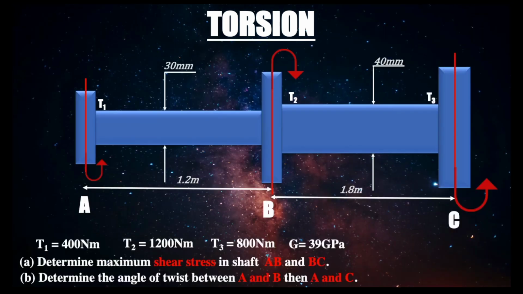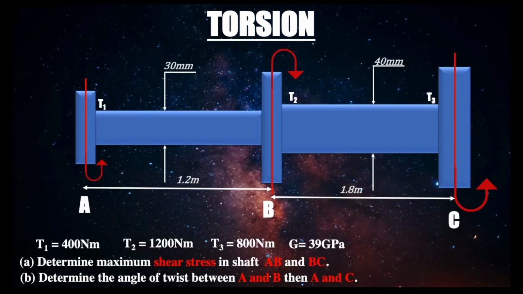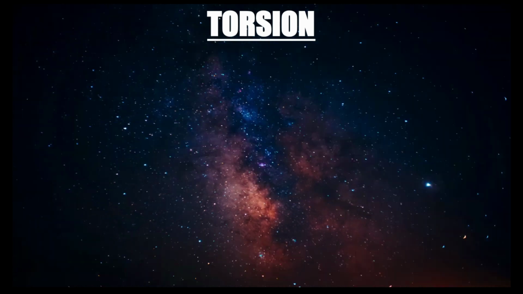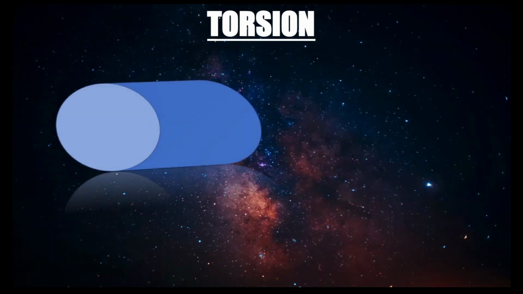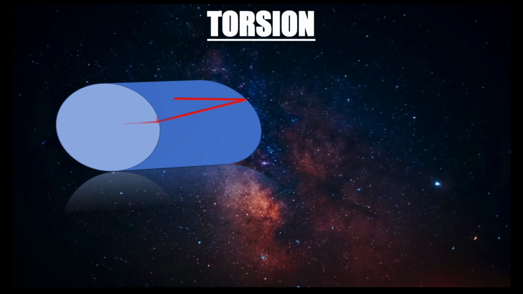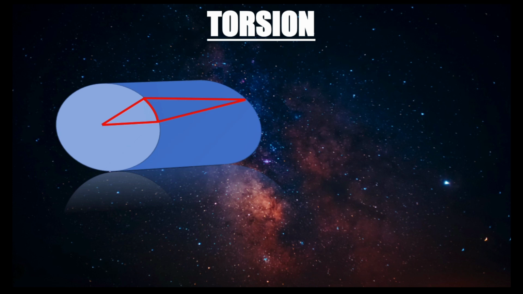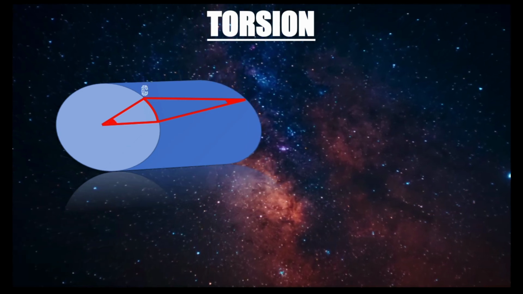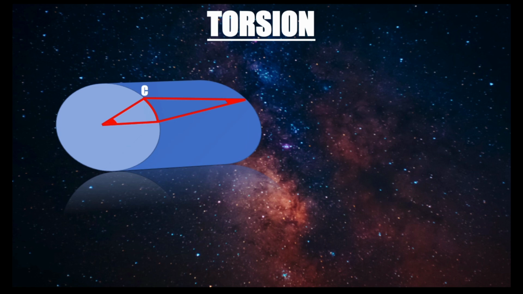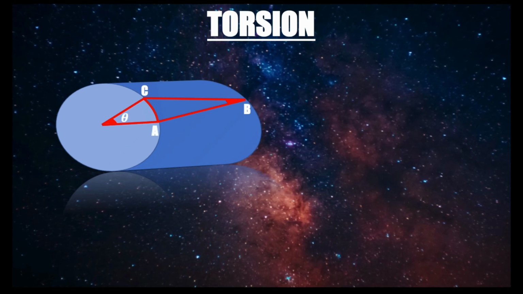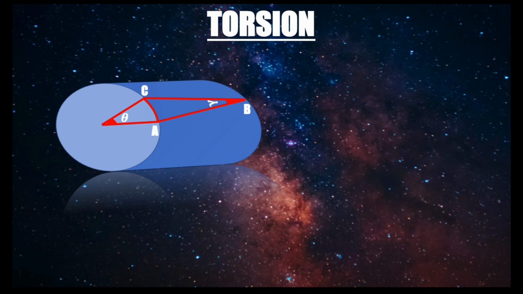Determine the angle of twist between A and B and A and C. So what happens when torque is applied to a shaft? Let's say we're going to have two different torques. So we're going to have what we call the angle of twist, right? Okay, so we're going to have two angles. Let's say this is point C, this is point A, and that is point B, and this one is the angle of twist theta.